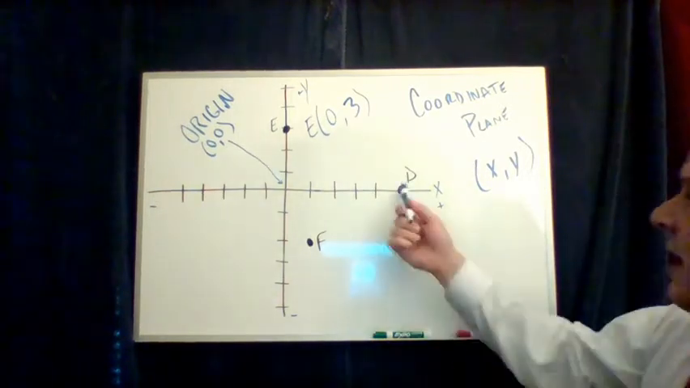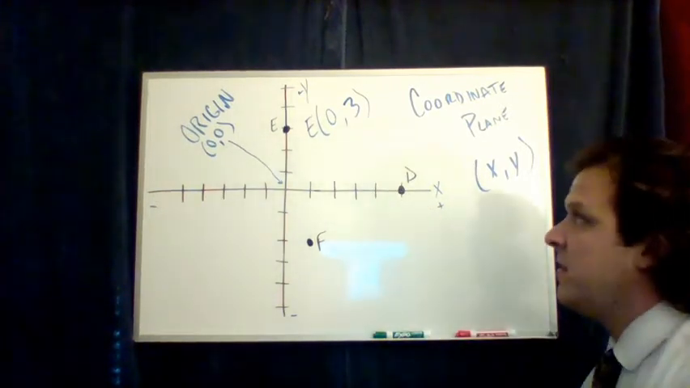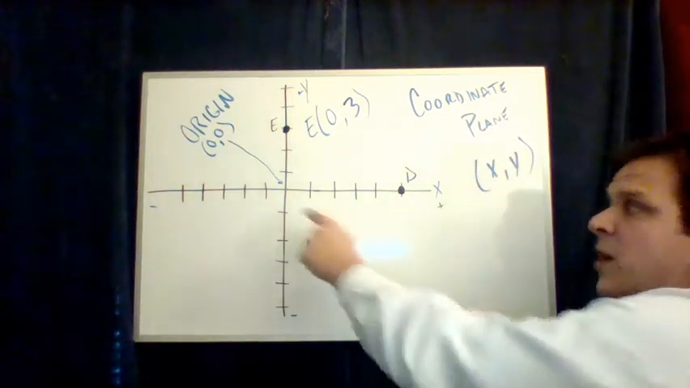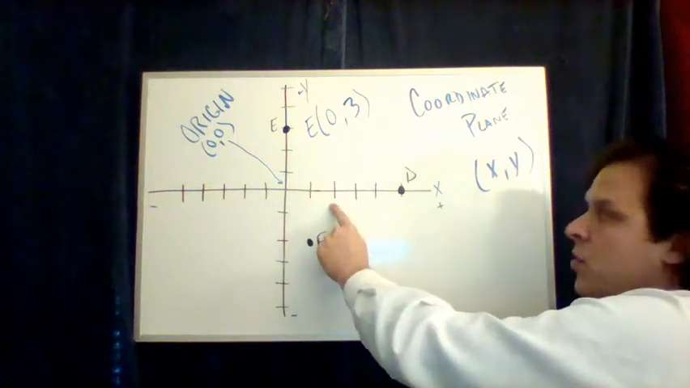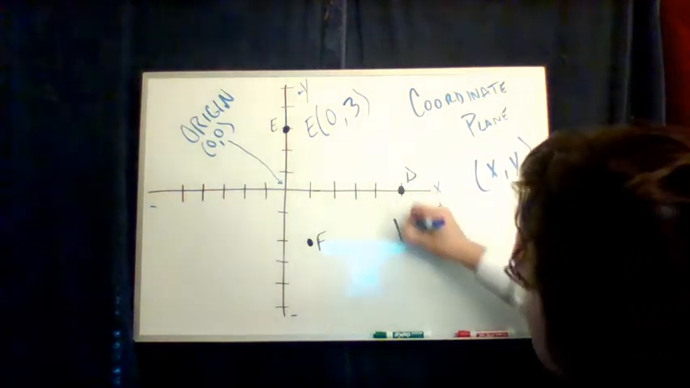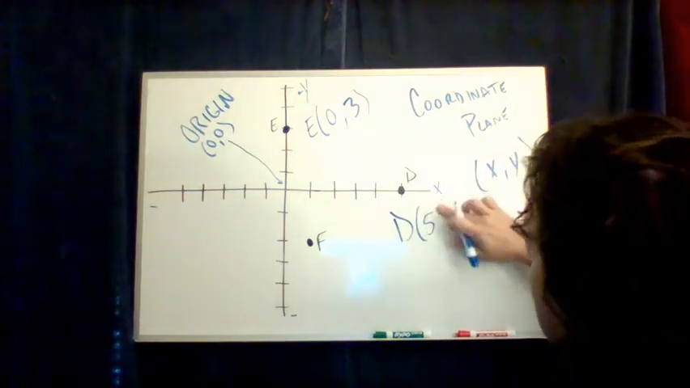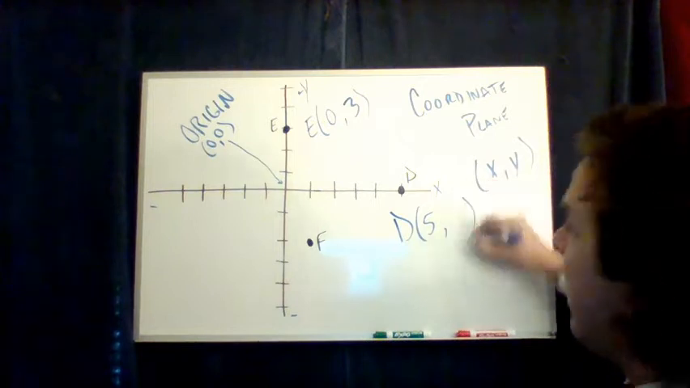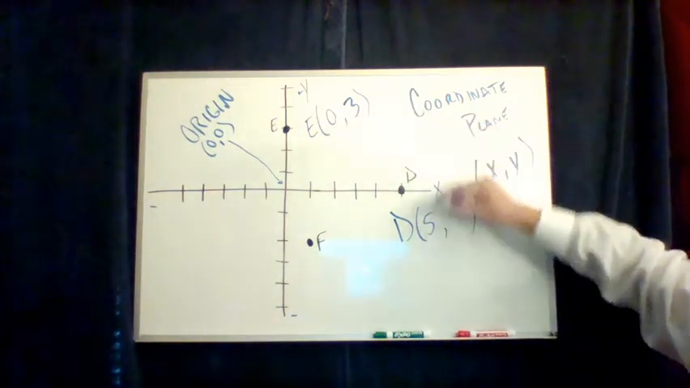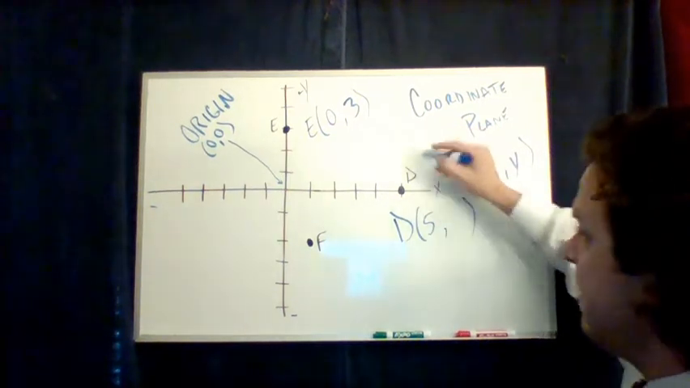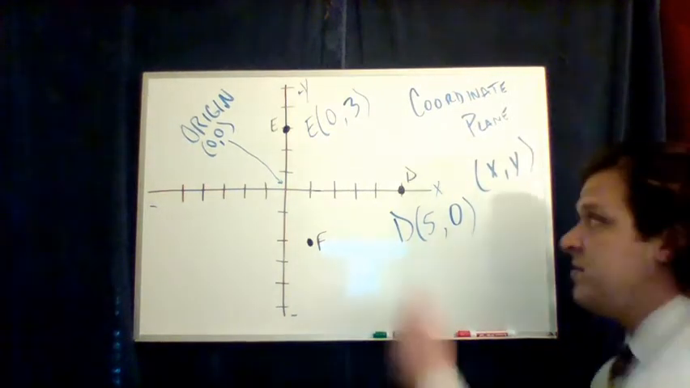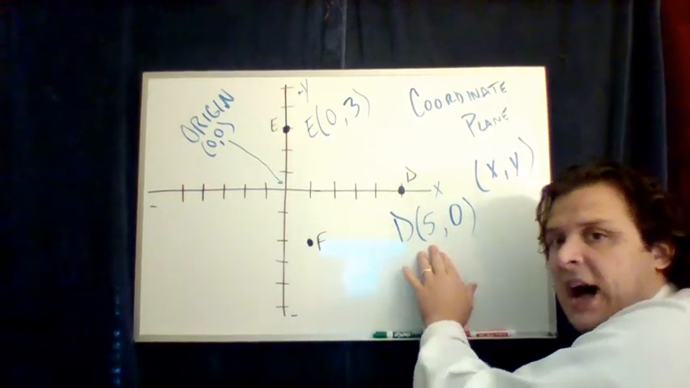All right, let's do the same for D then. Okay, so this time we always start with the x. We go over 1, 2, 3, 4. This is 5, right? D is 5. Now, notice that's on the x-axis this time, right? It doesn't go up or down at all. So if it doesn't go up or down, this is going to stay 0 for y. Right? So D is 5, 0.